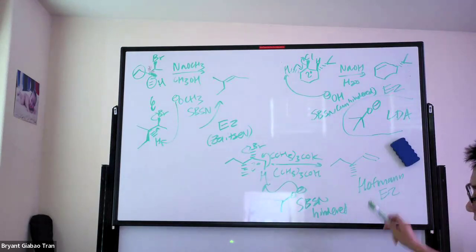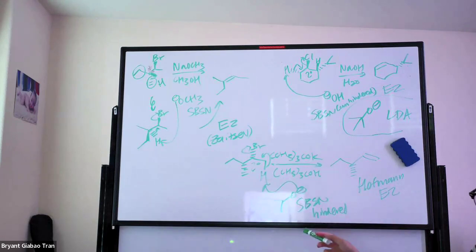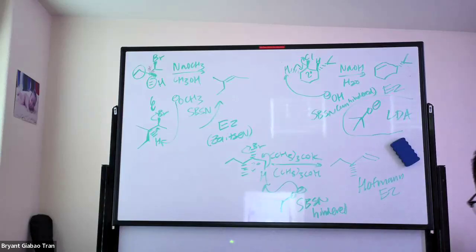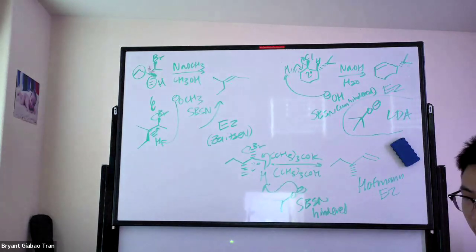E2 is the hardest compared to SN1, E1, SN2 because you have to worry about the anti-periplanar transition state, like if the beta hydrogen is anti to the leaving group, and if you could rotate it to make it anti or not. And also, if you have an unhindered or hindered strong base, strong nucleophile for the Zaitsev or Hoffman product. So there are a lot more things to keep into account for E2: Zaitsev, Hoffman, hindered, unhindered base, anti-periplanar. Can you rotate it to make it anti or not?